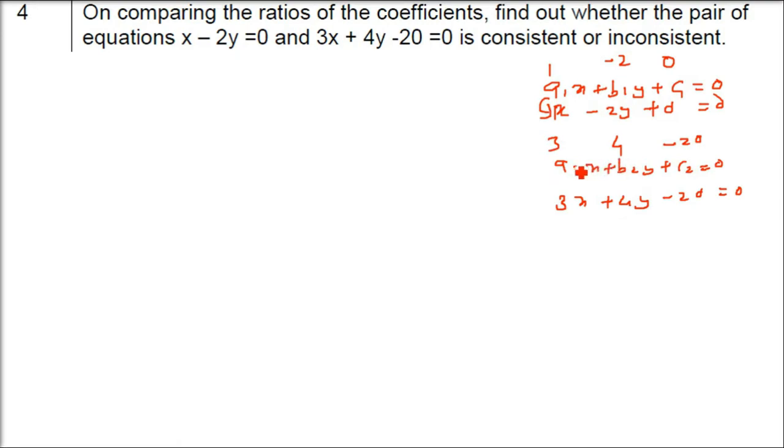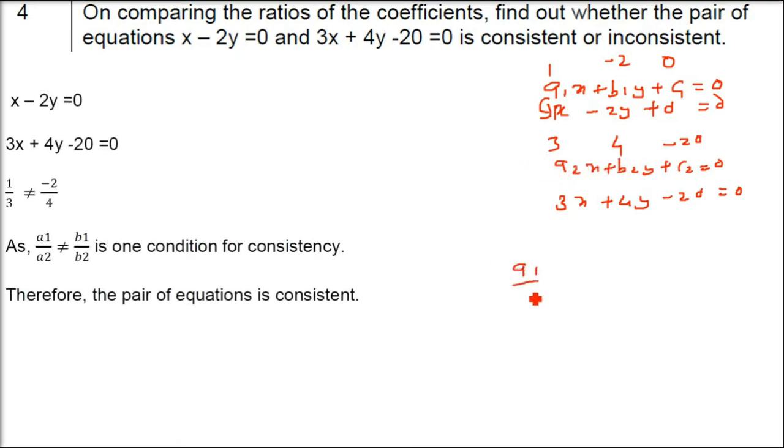Now a1 b1 c1, a2 b2 c2 is given. Now a1 by a2, b1 by b2 and c1 by c2 have certain relations. If a1 by a2 is not equal to b1 by b2, that means the pair of equations is consistent. Since we have a1 as 1 and a2 as 3, 1 by 3, b1 is minus 2 and b2 is 4. So 1 by 3 is not equal to minus 2 by 4, which is minus half. So the condition is fulfilled, it's not equal, so it is consistent.